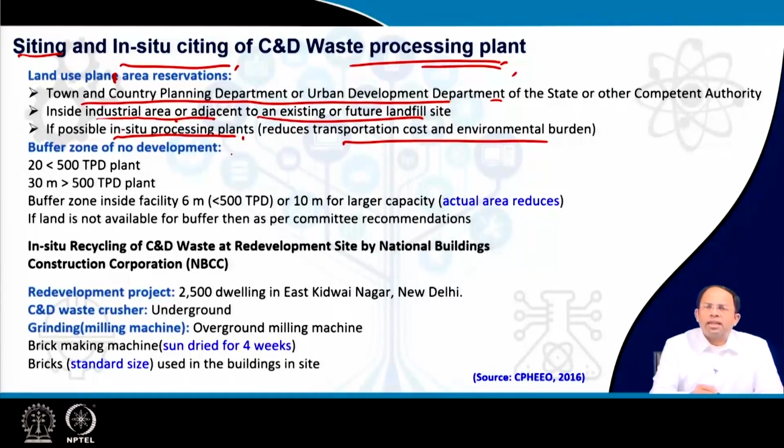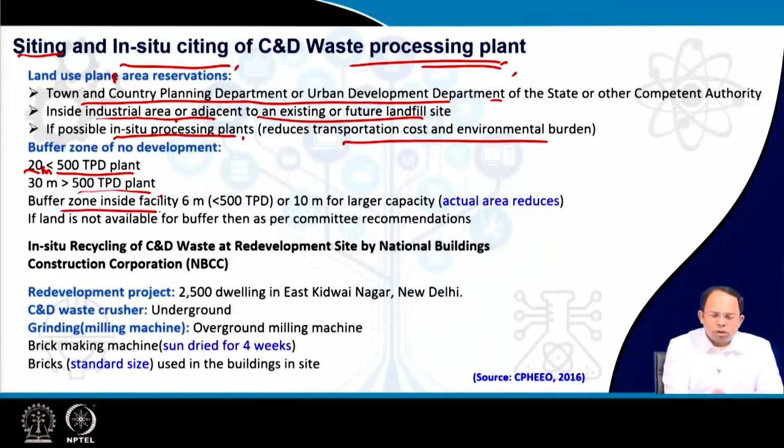Now, one rule in the C&D waste management rules is that we have to create certain buffer zones around this kind of processing facility. For example, when plants are less than 500 tons per day, then the buffer zone should be 20 meters. Whereas if it is more than 500 tons per day, then we have to have a buffer zone of 30 meters around this particular plant.